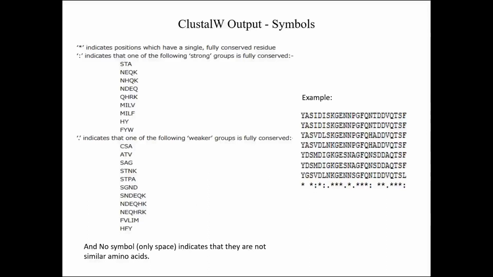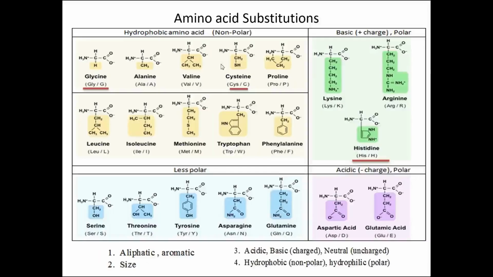Now, to know about this similarity between the amino acids, this is a simple representation here. Now, amino acids are grouped based on their aliphatic side chain or aromatic side chain, and also based on their size. Next thing is based on whether they are acidic or basic. You can see here as basic and acidic amino acids. They are charged amino acids. Rest all are neutral amino acids. Next thing is hydrophobic. These are all non-polar amino acids. And you have hydrophilic amino acids. All these will be hydrophilic, of which this charged will be more hydrophilic in nature.